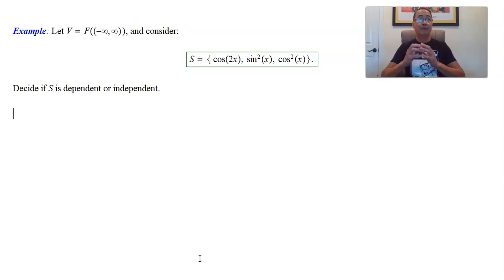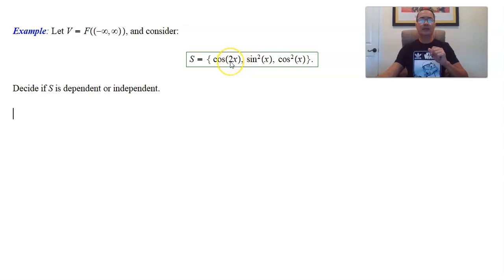Okay, let's do a quick example from trigonometry. These three functions are defined for all real numbers, so they're from negative infinity to infinity. Is this set dependent or independent? Is there a linear combination of these three functions, which are not polynomials anymore, that is 0 no matter what x you plug into it?